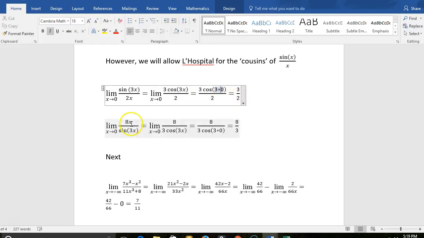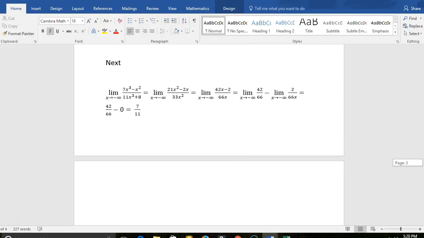And then in a similar fashion, 8x over sine 3x. Let f of x be 8x and g of x be sine 3x. So f prime is 8. G prime is 3 cosine 3x. And then the buck stops. You've got to plug 0 in. That's just 3 times cosine 0, which is just 3 itself. So 8/3. So you can do it on variations, okay?